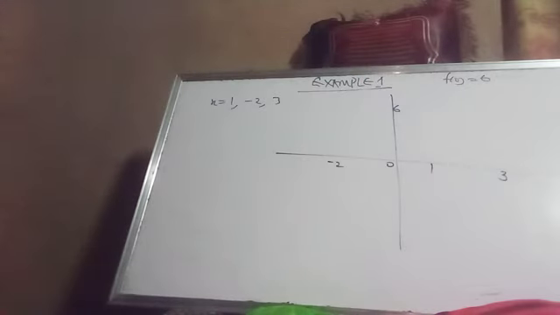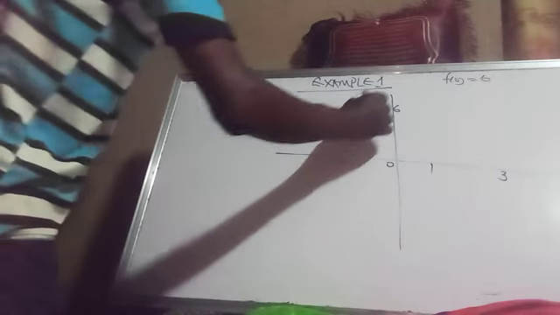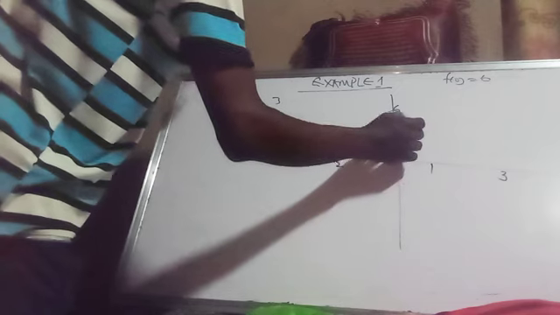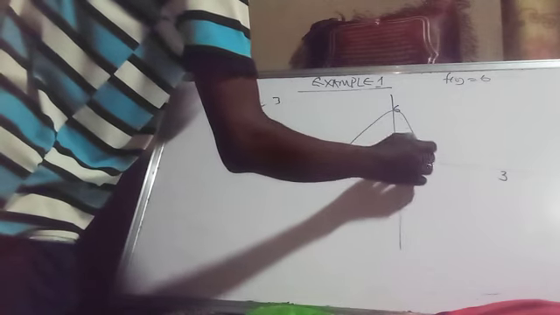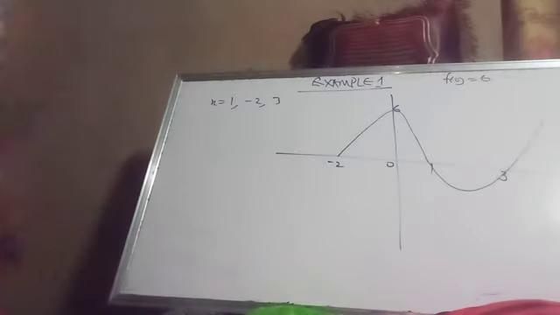Okay. So now you can see that the sketch is very, very straightforward. So what you just need to do is join the points. Join the points cleverly, like this. That's all. So that's it. So we have sketched the graph of that given function.